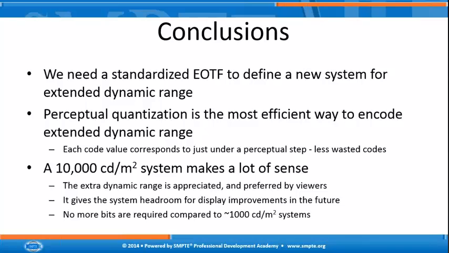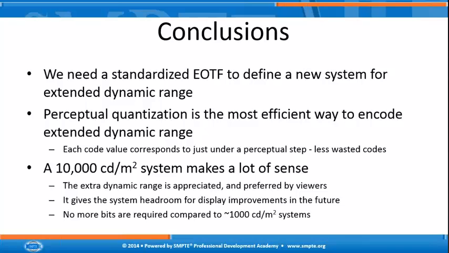So just to summarize, before we open it up for questions, we need a standardized EOTF. It's important for interoperability. It's important to define a new system for extended dynamic range. And perceptual quantization is the most efficient way to encode this. We have a large range we need to encode, and traditional gamma curves just aren't sufficient for it anymore. In a perceptual system, each code value corresponds to just under a perceptual step by definition, so we have the least amount of wasted codes possible.